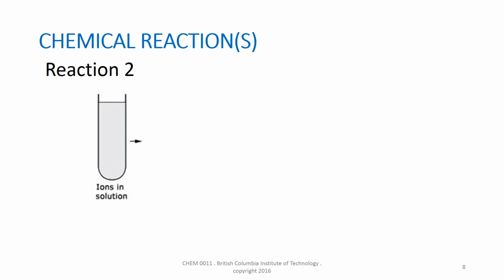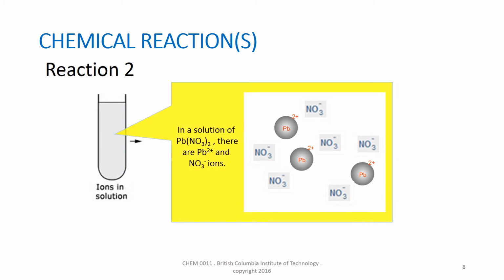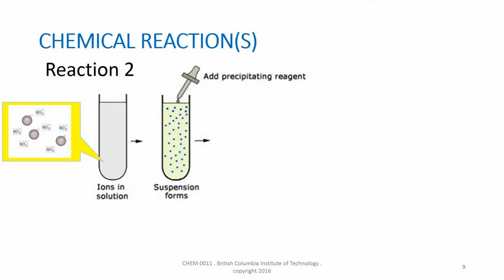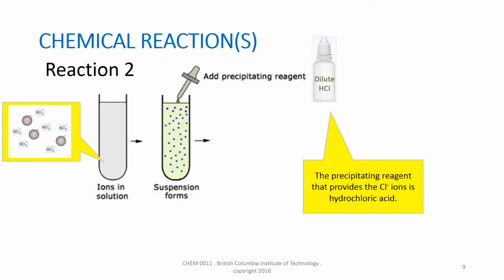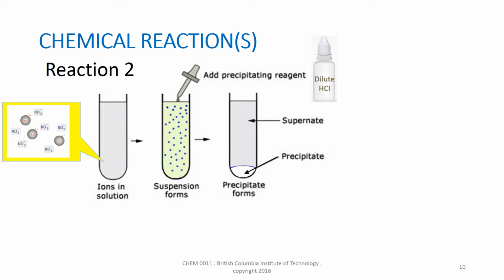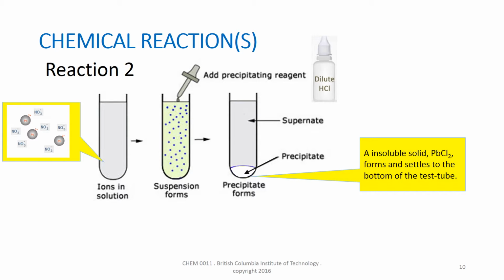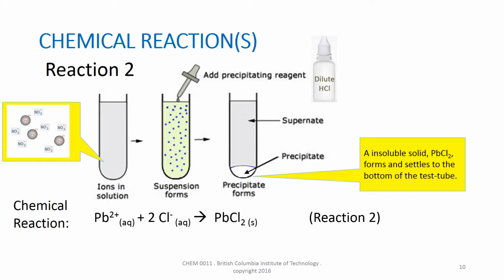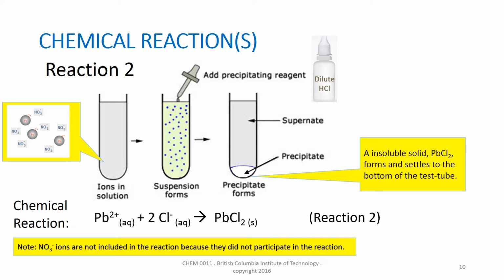Reaction 2 is the separation of lead-2 ions from solution as lead-2 chloride. In a solution of lead-2 nitrate, there are lead-2 ions and nitrate ions. The precipitating reagent that provides the chloride ions is dilute hydrochloric acid. An insoluble solid, lead-2 chloride, forms and settles to the bottom of the test tube. The chemical reaction shows that the lead-2 ions combine with the chloride ions to form solid lead-2 chloride. Note that the nitrate ions are not included in the reaction because they did not participate in the reaction.